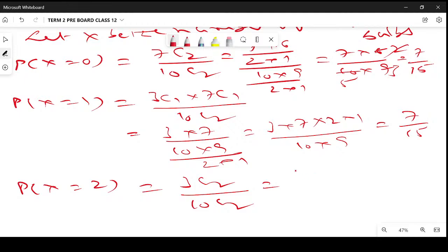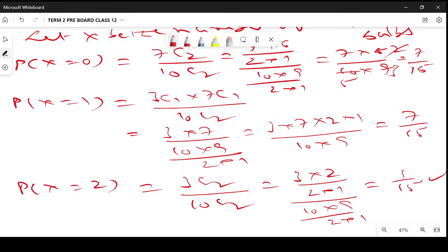3C2 will be the same as 3C1, which is 3, or if you want you can write 3 into 2 by 2 into 1 by 10 into 9 by 2 into 1. You can simplify this. 2 into 1 gets cancelled, and you will get 1 by 15. Correct. So finally they are asking for the probability distribution table.